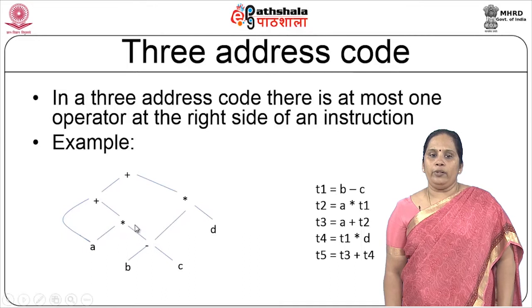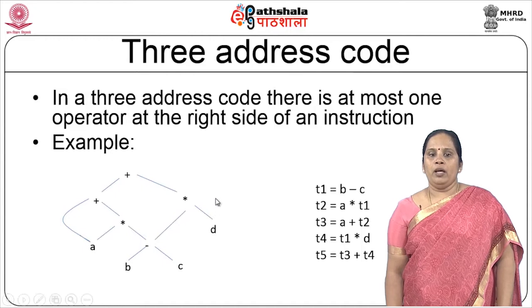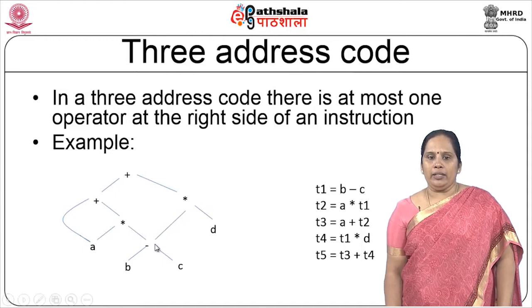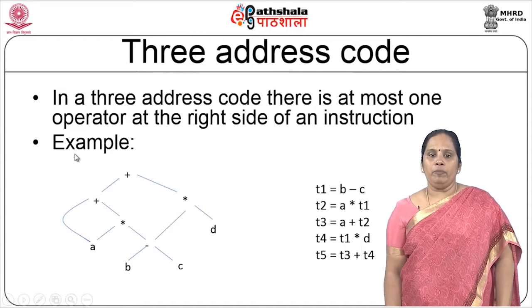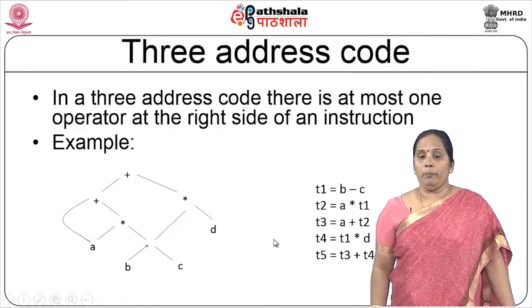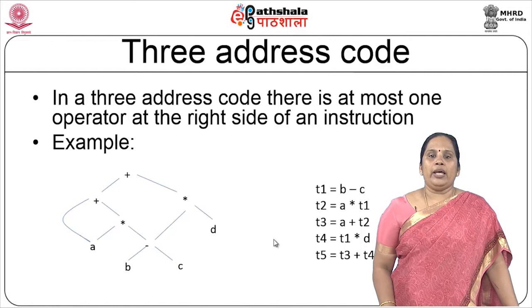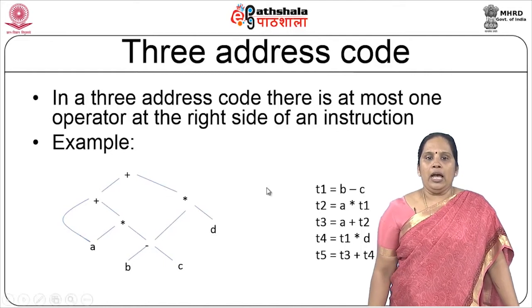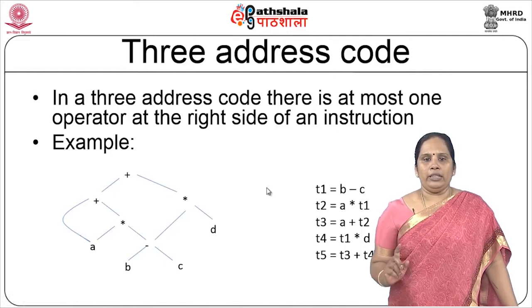So a into t1 is given to t2, and to compute this I can directly do it right away here, which is t3 is equal to a plus t2. Then t4 is t1 multiplied by d, and the last one is the root, t5, I am giving it a name, t3 plus t4. So this is an example of a three-address code where you can have at most 3 operands and there can be only one operator on the RHS.